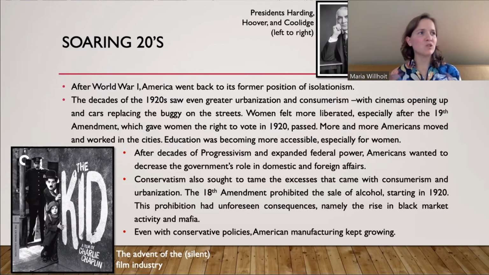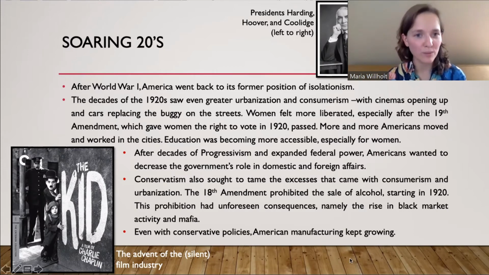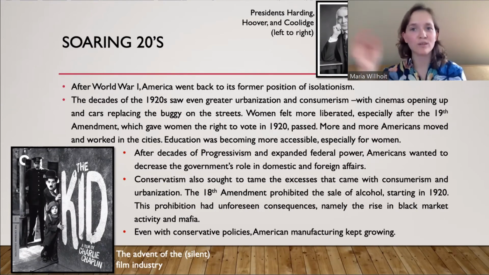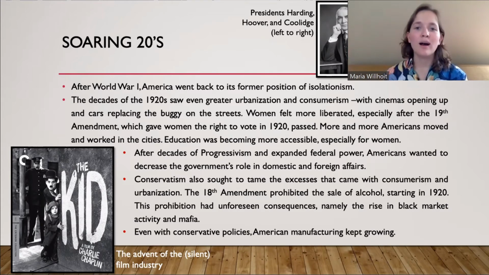We have great consumerism. Cinemas start to open up, a lot of them. We have this birth of the silent film industry, or the film industry. This is Charlie Chaplin's The Kid, very famous. And, lots of Americans are going to cinemas. They're also buying cars. The cars are replacing the buggy on the streets. No one wants to go in a horse-drawn carriage.